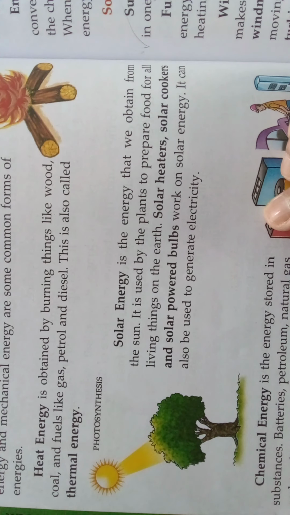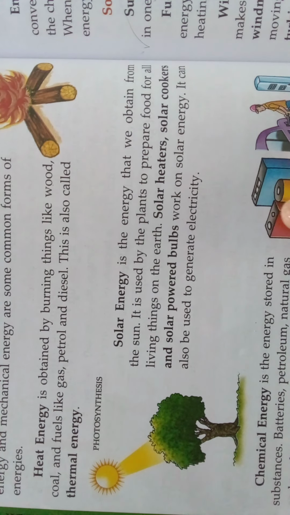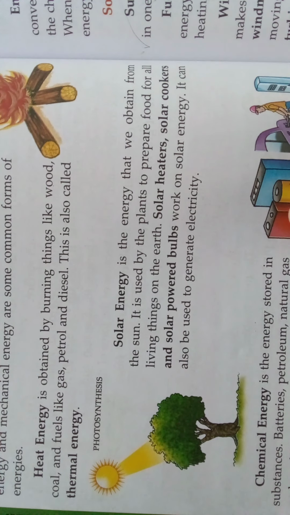Understood children? You know the solar heaters you can see on the terrace. You can also use them in your home to reduce the electricity bill, the EB bill, the current bill. So instead of using electricity, you may use the energy of the sun: from the sunlight the water gets heated by placing solar panels on your terrace and using solar heaters. Understood children? So, this is nothing but solar energy, one type of energy.